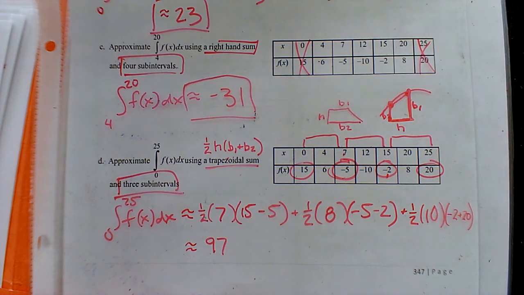How does 97 sound? Good? Perfect. All right. That's the end of this section with midpoints, right endpoints, left endpoints, trapezoids.